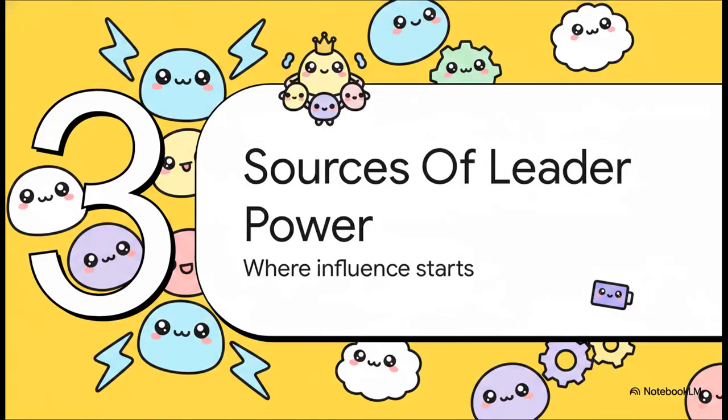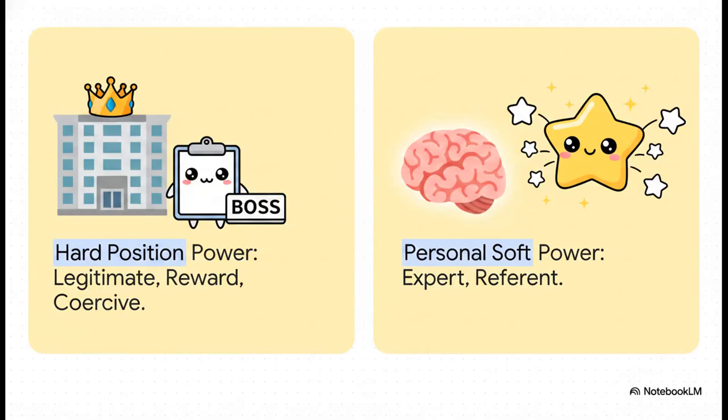That brings us to Chapter 3, Sources of Leader Power. We know the styles now, but where does a leader actually get their influence to get things done? While the source material divides power into two main categories, you've got hard position power and personal soft power, and psychologically speaking, there is a massive difference between the two. Hard position power comes strictly from your job title or your formal rank in the company. It relies completely on the organizational structure. This bucket includes legitimate, reward, and coercive power.